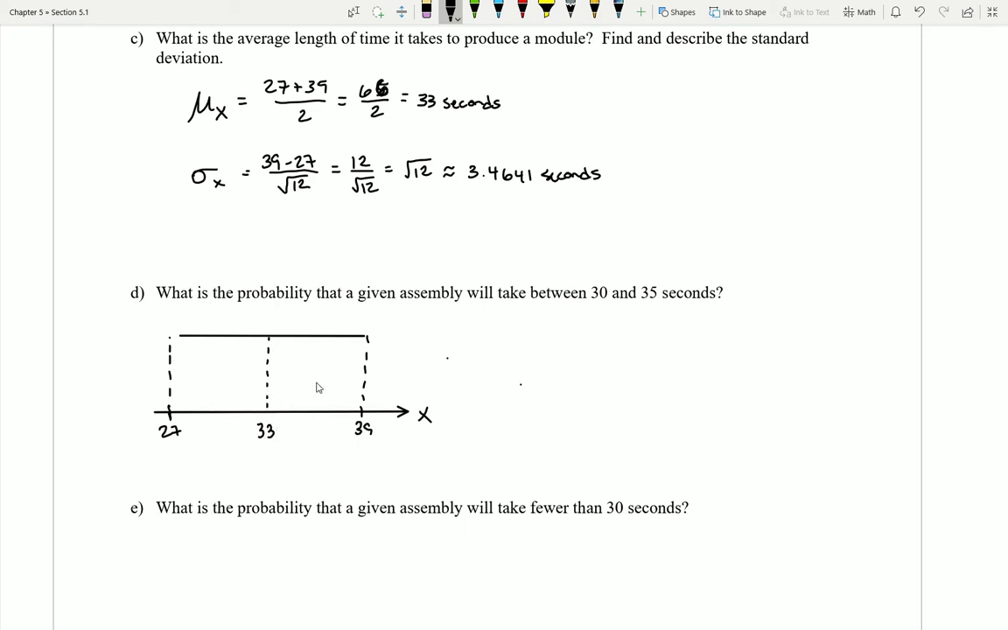And I can see that in this case, I'm interested in existing between 30 and 35 seconds. So 30 to 35. Now I'm just eyeballing roughly where those numbers would fall on the number line. And I can keep in mind that the total area under here is supposed to be a value of 1. But I only want this shaded space, the space between 30 and 35 seconds. So I can ask the question, how much total area is this?